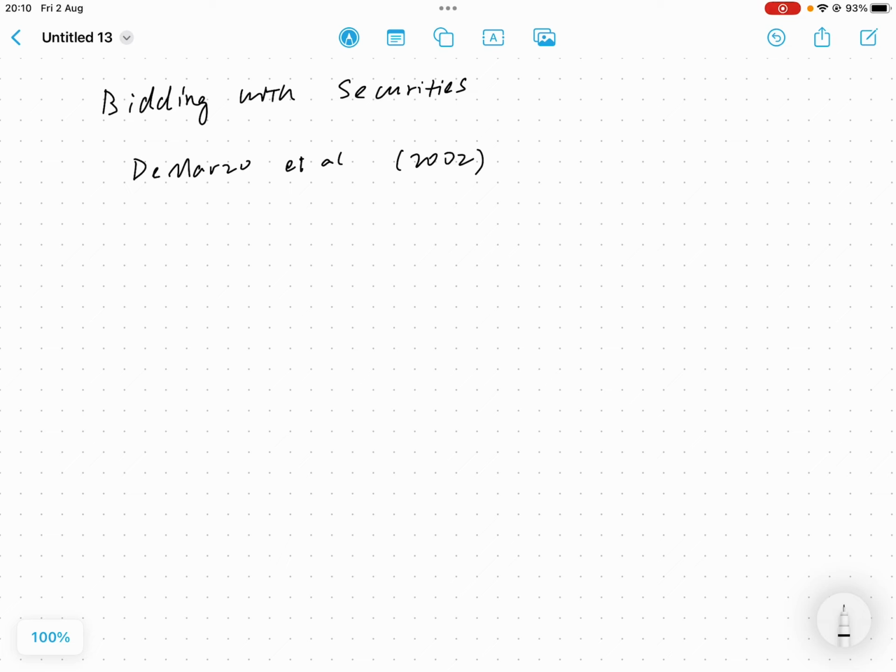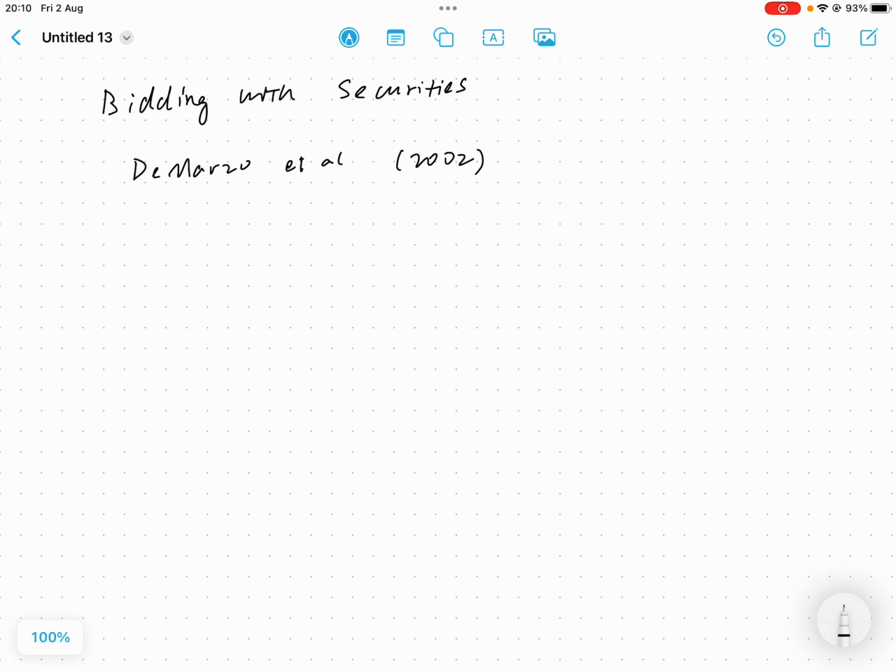Instead of bidding with cash, the securities here refer to something like equities or debts or call options. So they all represent some part of the future cash flows. Instead of paying in cash, that's essentially what this paper is talking about. So let's together take a look at this paper.